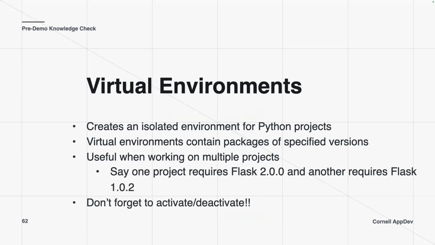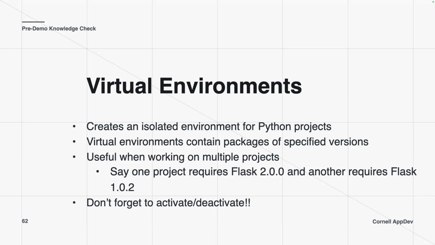Virtual environments essentially create an isolated Python environment for projects. Different projects might require different frameworks, different libraries and dependencies, which are essential tools that you use alongside your code. They contain packages of specified versions and are useful when working on multiple projects. Let's say you're working on one project that uses Flask 2.0, and then you're working on another project that uses Flask 1.0. If you're using the same environment to run both projects, then you're going to encounter some errors, because there are obviously some updates to the 2.0 version that might not be compatible with the 1.0 version.